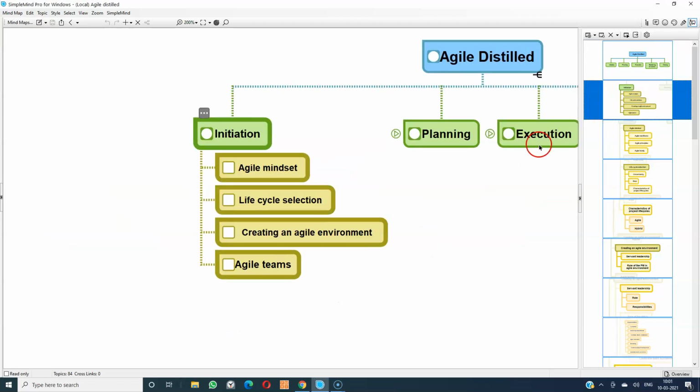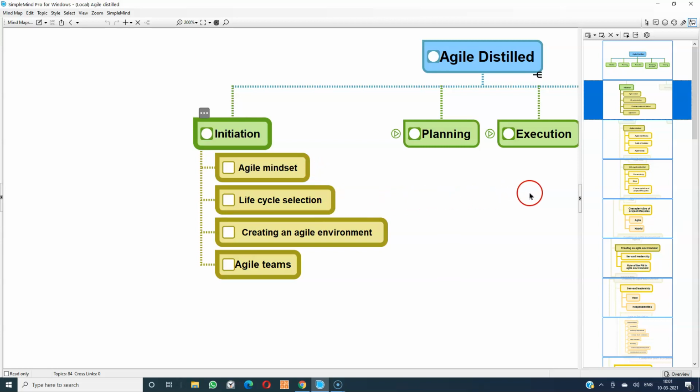So under initiation, before venturing into an Agile project, the first thing is creating the Agile mindset. All the stakeholders should think alike about the whole Agile initiative. And then it is about the life cycle selection.